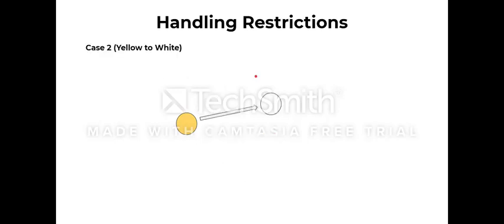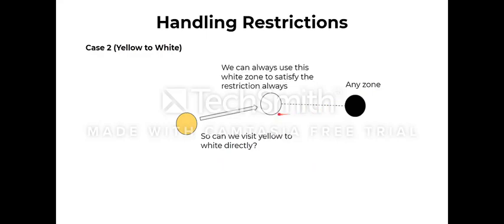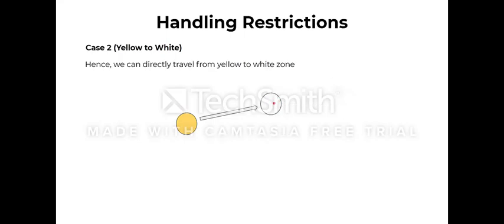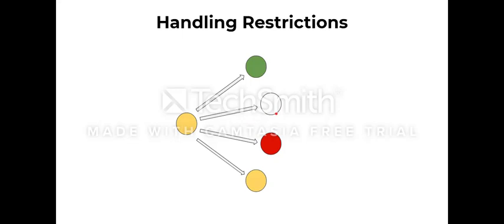Let us consider the second case, which is yellow to white. So can we visit yellow to white directly? Suppose in our path further, we have any color zone here. This dotted path represents that we can have any number of cities in between. We can always use this white zone to satisfy the restriction for the yellow zone. Hence, once we visit a white zone, we can visit any zone irrespective of which zone we came from. Therefore, we can directly travel from yellow to white zone.